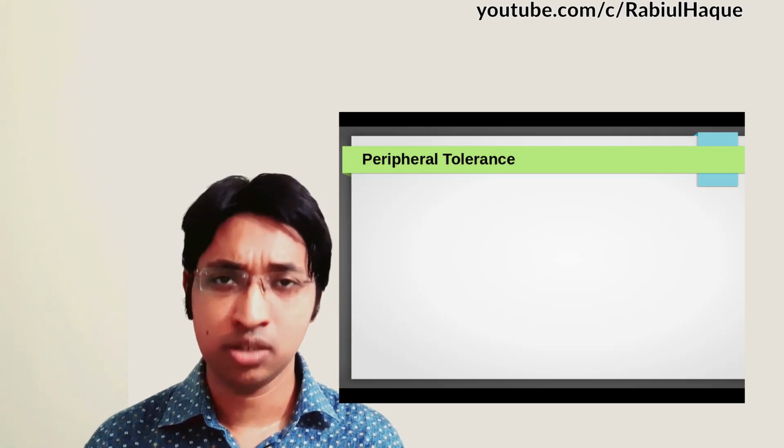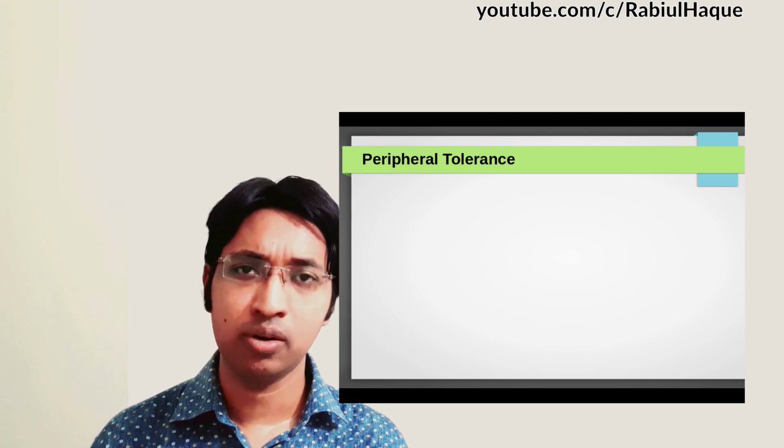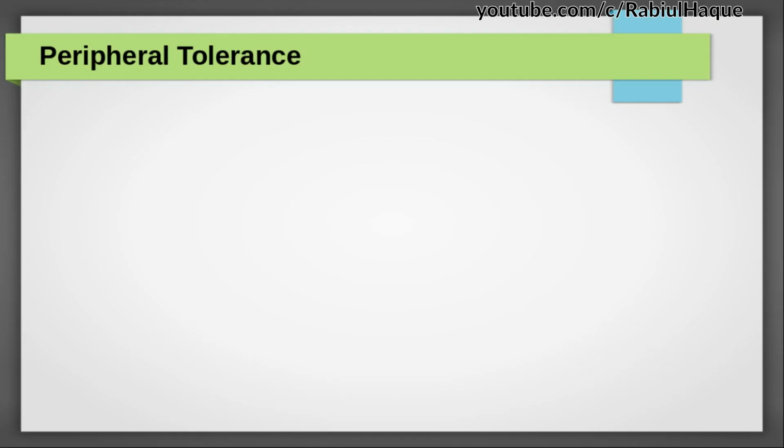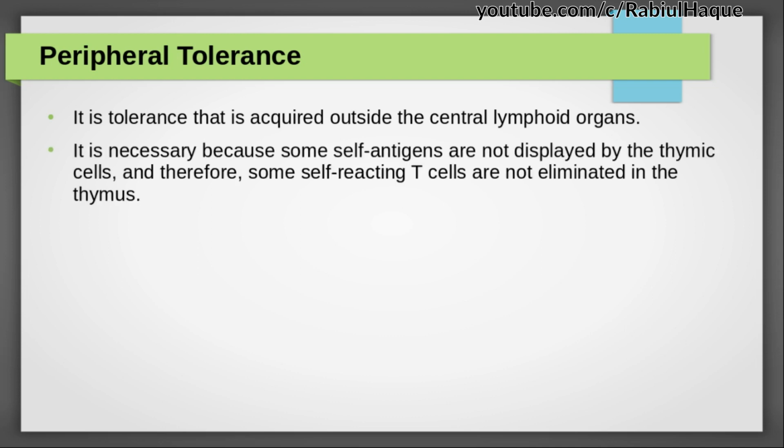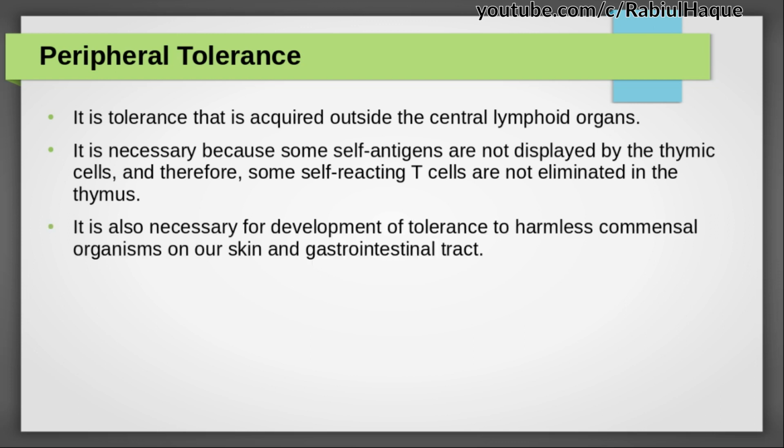So now that we have talked about central tolerance, let's move on and talk about peripheral tolerance. What do we mean by peripheral tolerance? It is tolerance that is acquired outside the central lymphoid organs or outside the primary lymphoid organs. Why do we need peripheral tolerance? It is necessary because some self-antigens are not displayed by the thymic cells, and therefore some self-reacting T cells are not eliminated in the thymus. It is also necessary for development of tolerance to harmless commensal organisms on our skin and gastrointestinal tract.